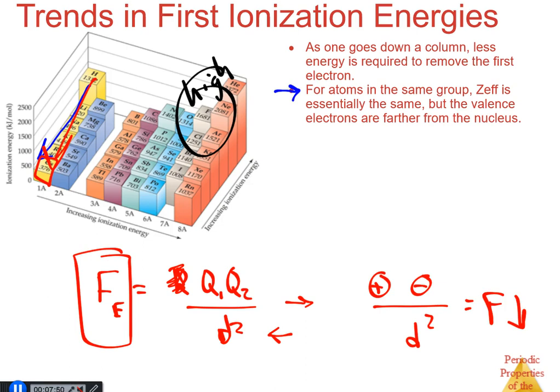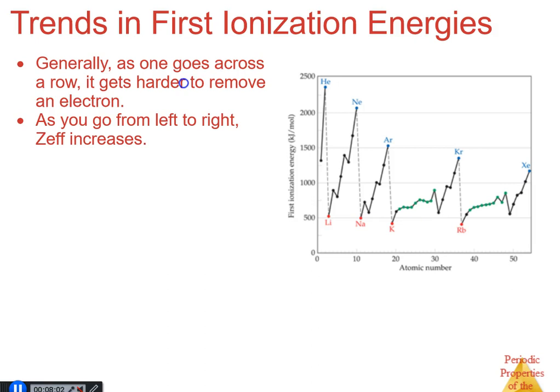Are we good? This all should still be review, I think. I think the next slide is where we ended. All right, so generally, as one goes across the row, it gets harder to remove an electron. And here's the explanation again. As you go from left to right, Zeff increases, which causes the atom to get smaller, which means there's a greater force attracting the electron to the nucleus. Okay, we good?